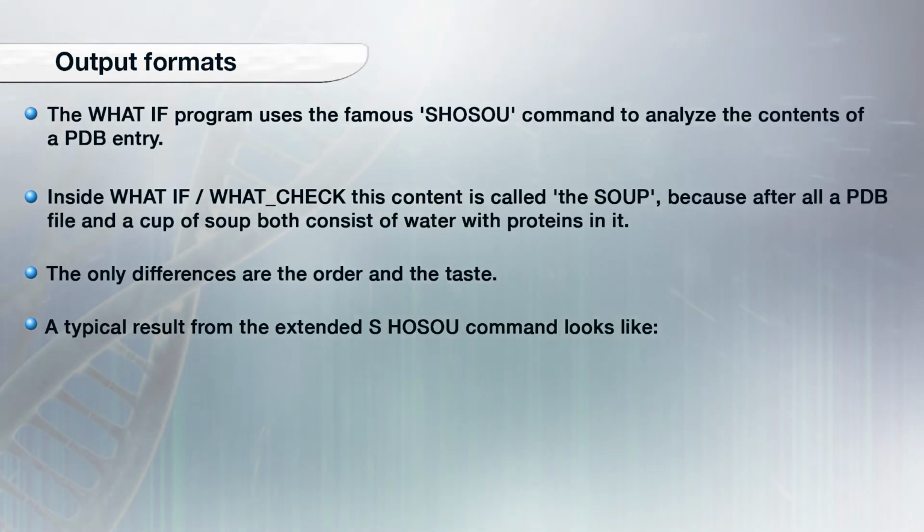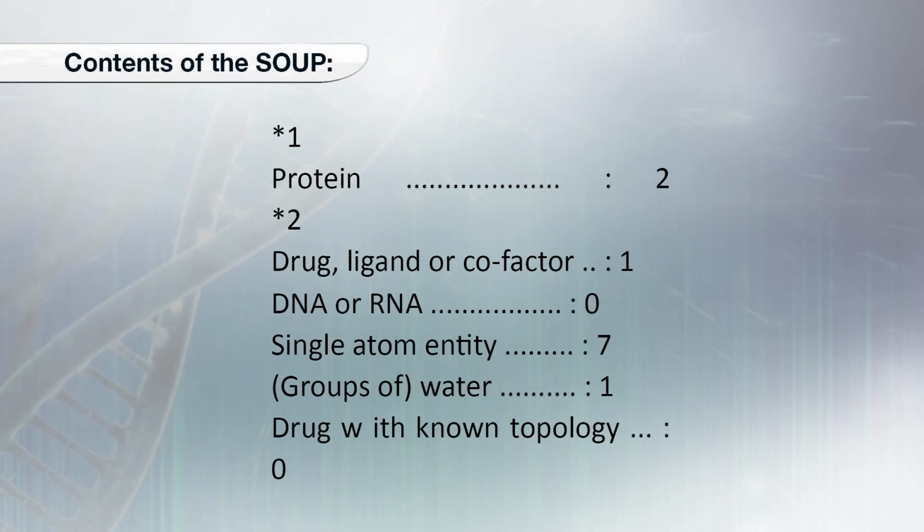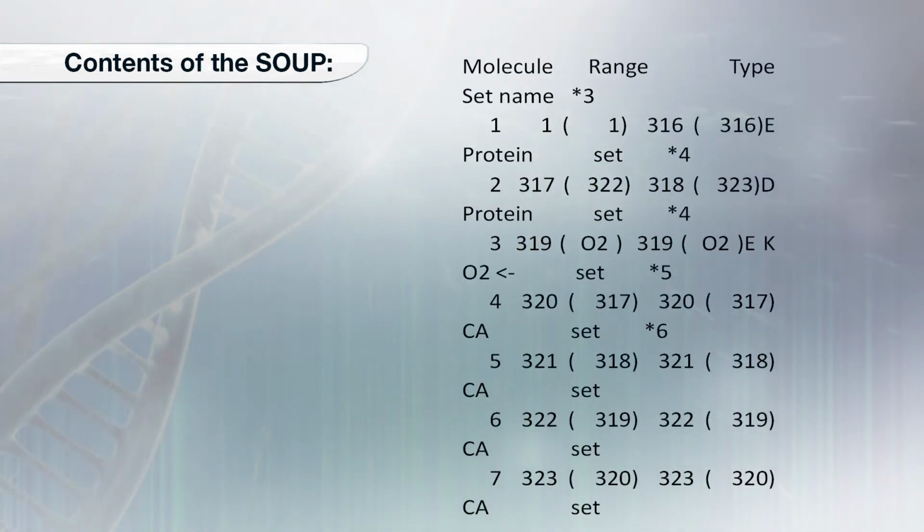A typical resultant SOSHU command is something like this, which will be done for our protein or a structure. If it is a protein, we will use this command. If it is a drug, ligand or cofactor, we will use the command mentioned over here. A single entity or a group of waters will be represented like this. If we want to talk about a drug with topology, it will be represented like this. In the graphical representation, we can see how the amino acids with their numbers are represented. We can see how, with the asterisk, the command is represented with the amino acid number.